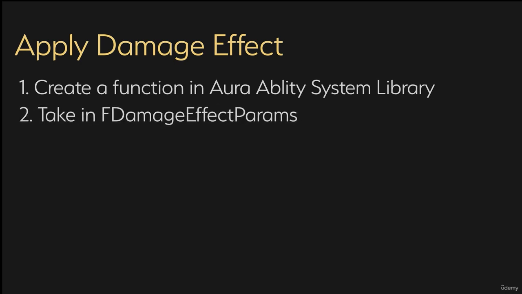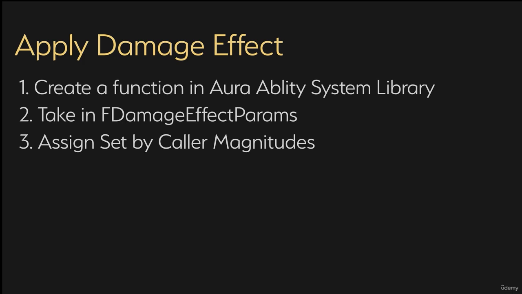Make it take in an F damage effect params, and it's going to assign all the set by caller magnitudes for the gameplay effect and apply it to the target. This can be a static function, and you can expose it to Blueprint if you like. So pause the video and create this function in your function library now.